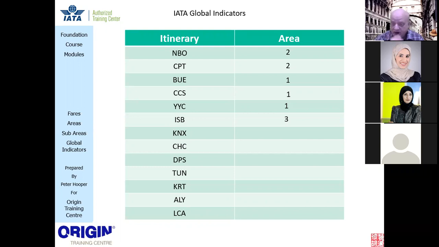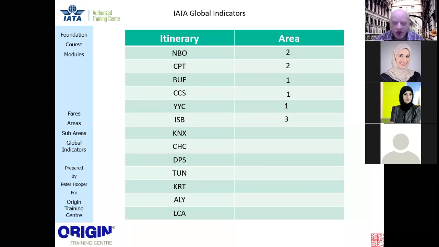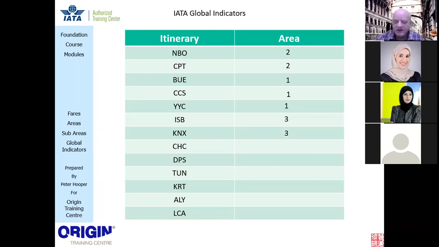KNX. Now that's an airport code. So now you've got to work out airport code, city, country, area. You've got 4 things now. So where is KNX? We've just been doing it when we did the Japan, Korea. KNX. It is Osaka. Osaka, area 3 in Japan.